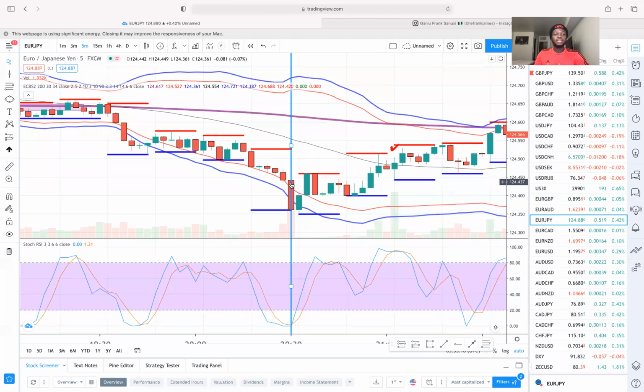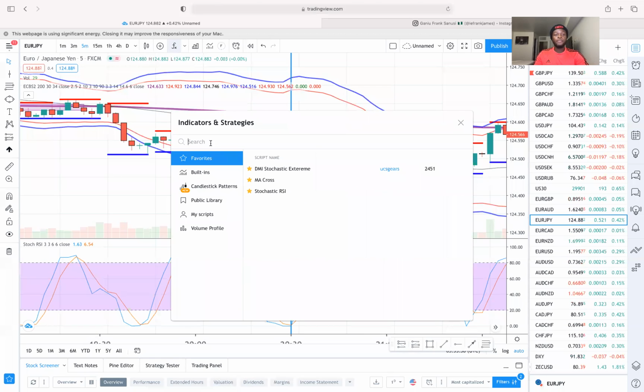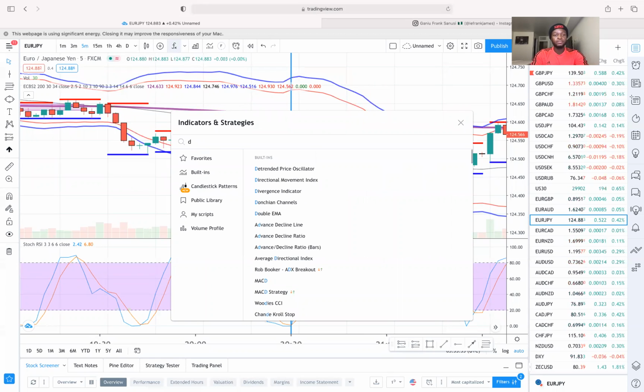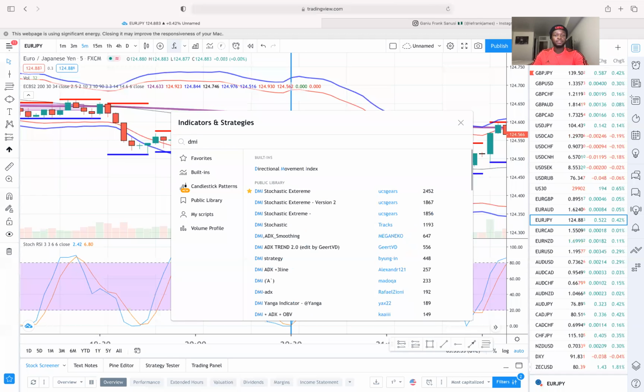The next one is called the DMI Stochastic Extreme. So what do you do? You go back to the top of your screen where it says FX or indicators. You click on that, and then you type in DMI. D as in David, M as in Mary, I as in India. You're looking for DMI Stochastic Extreme right here. There are a few of them, right? You want to click on the first one, the one with the 2452.